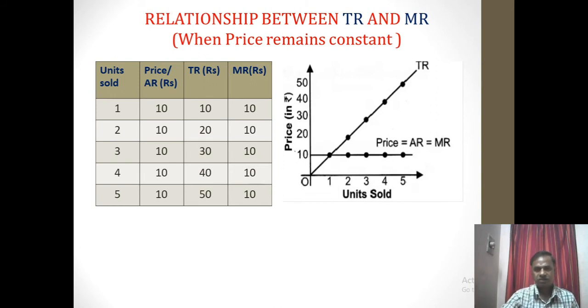You can see here what is the relationship between TR and MR. MR is horizontal, parallel to the x-axis. TR increases at the same rate because MR is constant. You can see here TR increases 10, 20, 30, 40, 50. Same rate. Why does TR increase at the same rate? Because MR is constant.